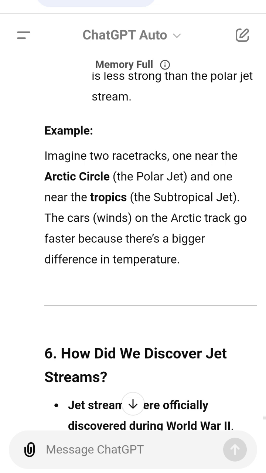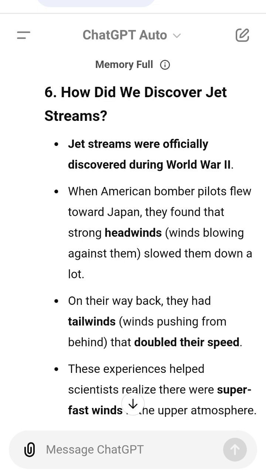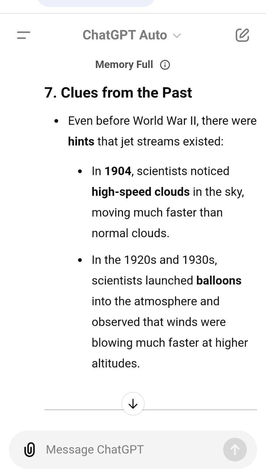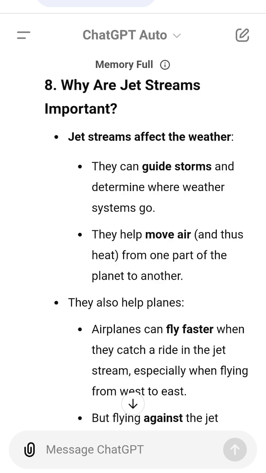9. How do jet streams affect weather? Jet streams create troughs, dips, and ridges, peaks, in the atmosphere. Troughs often bring cold weather and storms. Ridges bring warm weather and calm conditions. Example, think of a roller coaster. When you're in a dip, you're in a colder, stormy part of the jet stream. But when you're on a peak, you're in a warmer, calmer part.